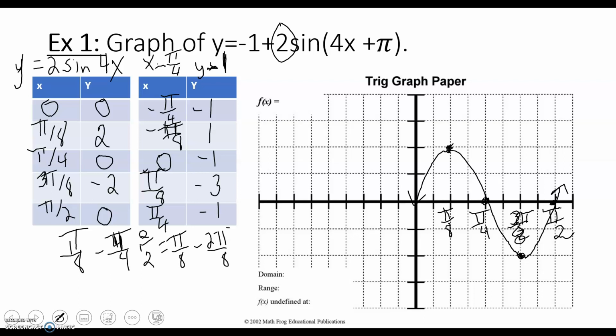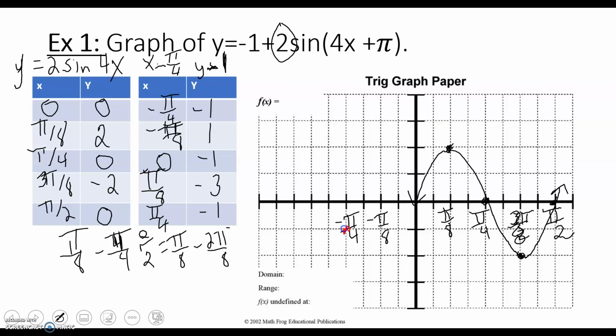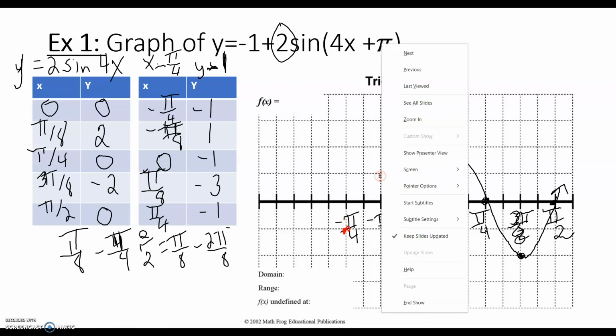Alrighty, and so these are your new values. So negative pi over 8 would be here, and negative pi over 4 would be here. All right, and I'm going to switch my color so you can see the graph that we are trying to graph. I'm going to make this one red. So negative pi over 4, we're here at negative 1. At negative pi over 8, we're at 1.